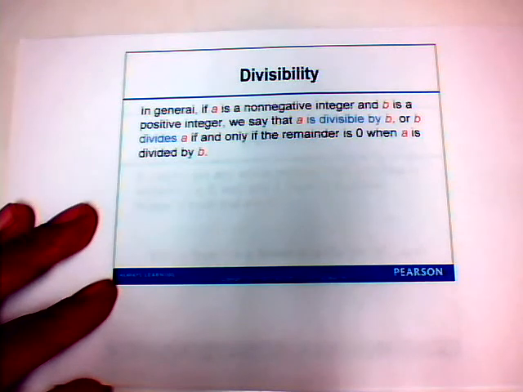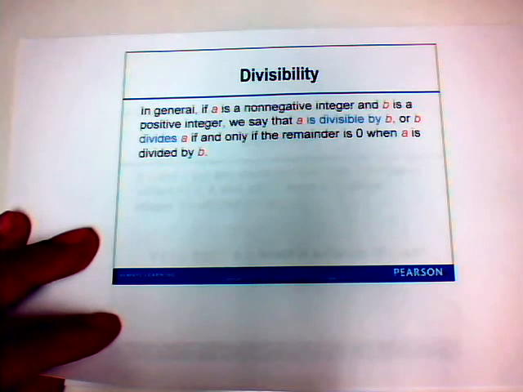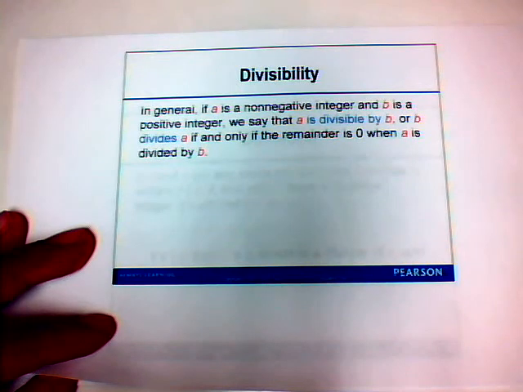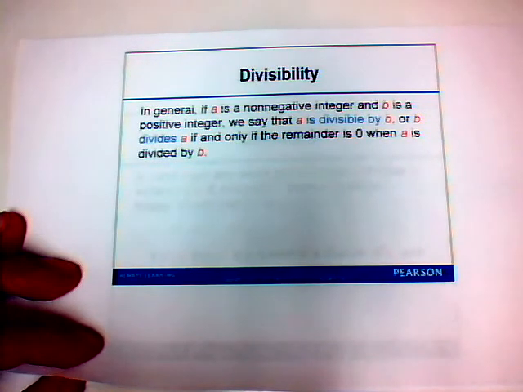In general, if a is a non-negative integer and b is a positive integer, then we can say that a is divisible by b, or b divides a, if and only if the remainder is 0 when a is divided by b. That's a general rule for divisibility.